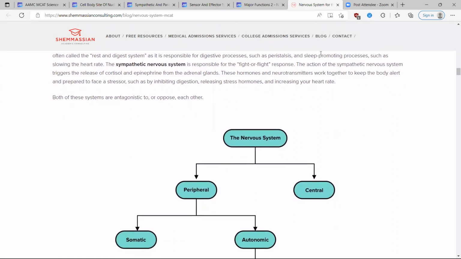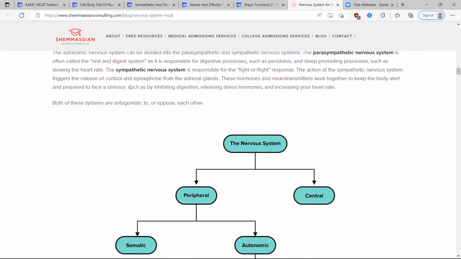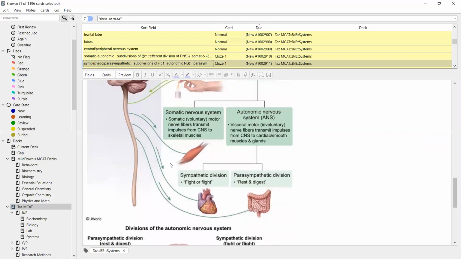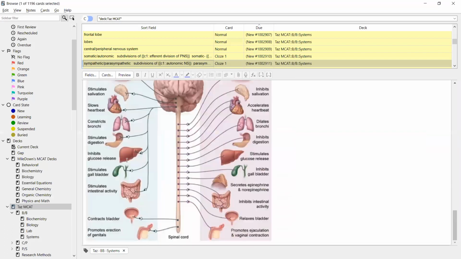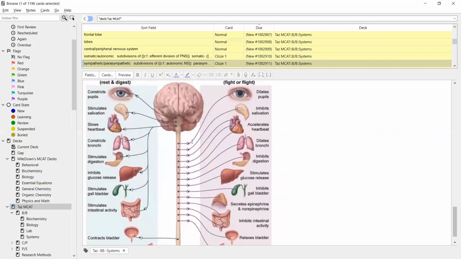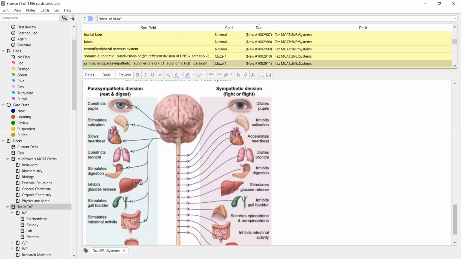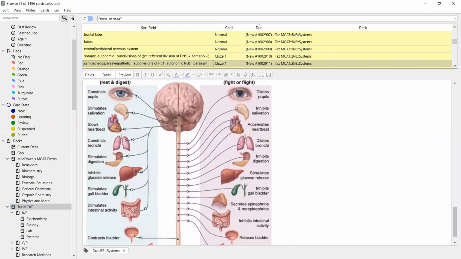Yeah. The action of the sympathetic nervous system triggers the release of cortisol and epinephrine from the adrenal glands. And these hormones and neurotransmitters work together to keep the body alert and prepared to face a stressor, such as inhibiting digestion, releasing stress hormones, and increasing your heart rate. So notice that it's not just that they activate things, they also deactivate things, right? This is important because you'll see that the fight or flight, the sympathetic, inhibits intestinal activity.